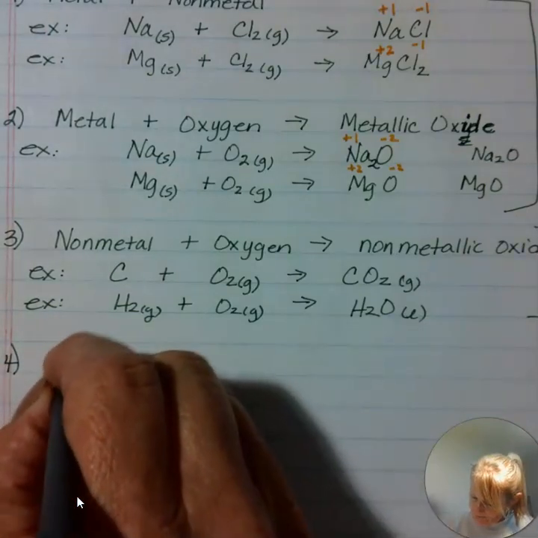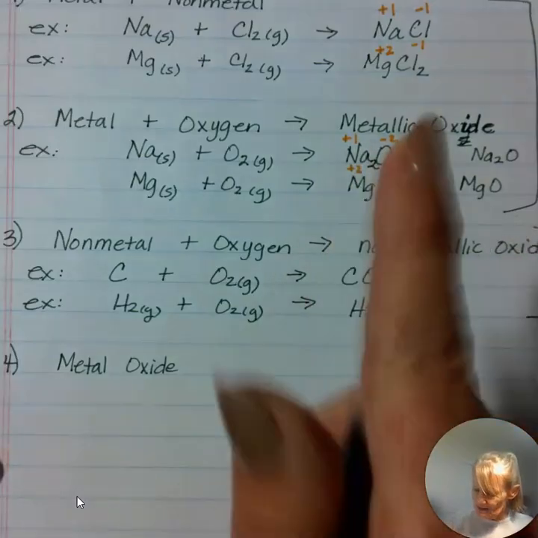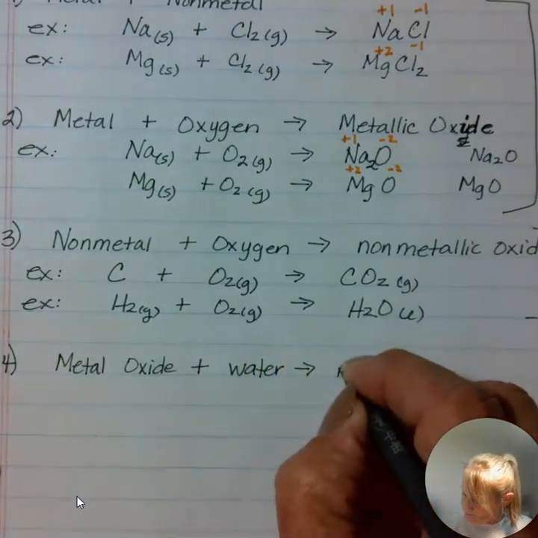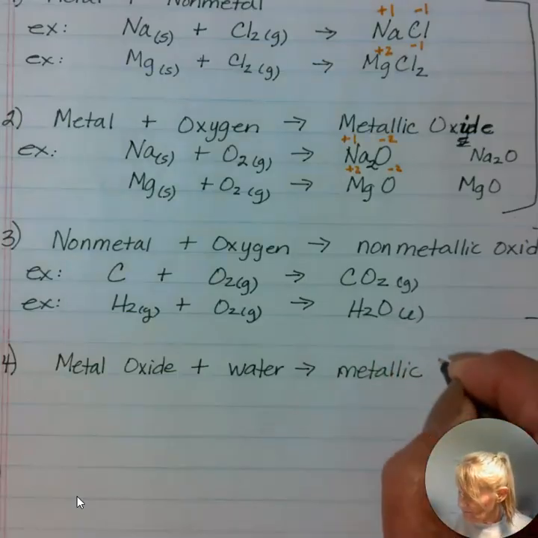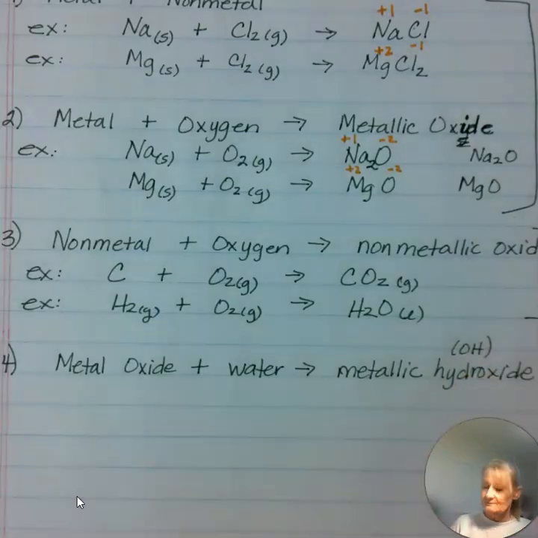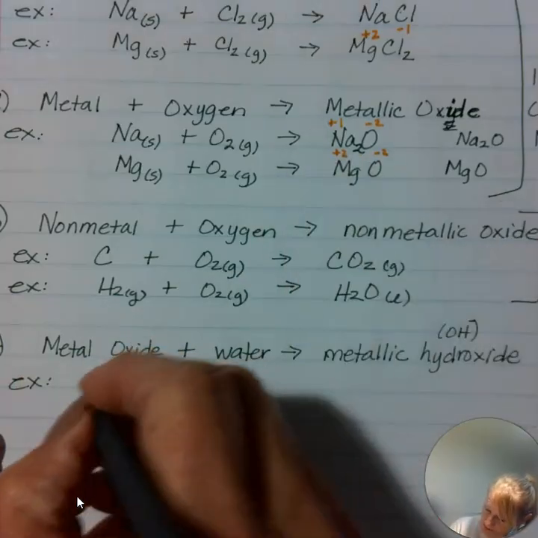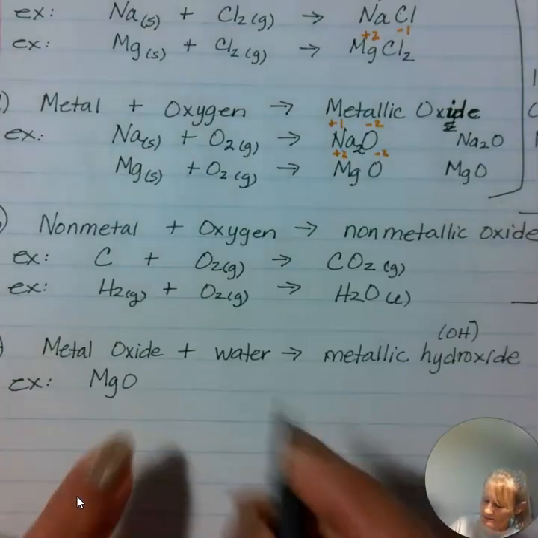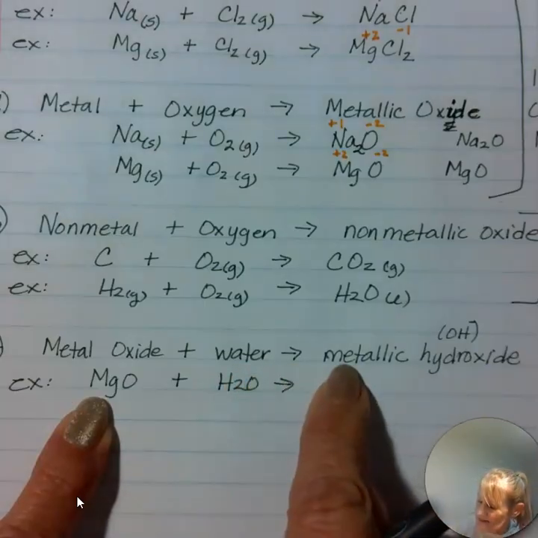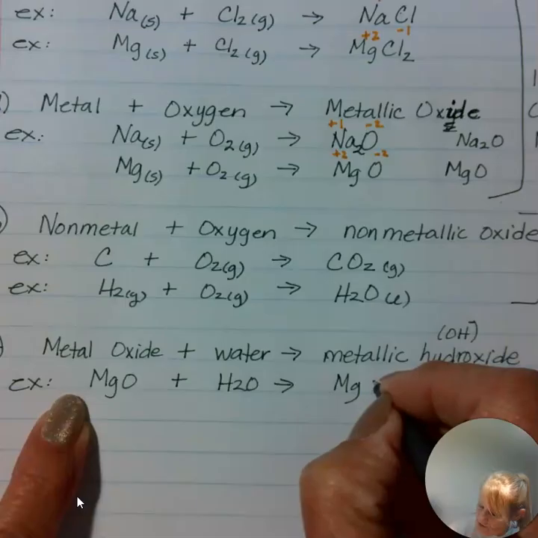Number 4. This one now, we're taking a metal oxide, okay? So we're taking one of these answers that we got up here, and we're adding it to water. And what we're going to get here is what's called a metallic, or metal, either way, hydroxide. And if you'll remember, hydroxide is OH with a -1. So maybe I've got MgO, my metal oxide from up here, and I'm adding it to water. And what it forms is a metallic hydroxide. The metallic piece of it is your magnesium, and your hydroxide is just OH.